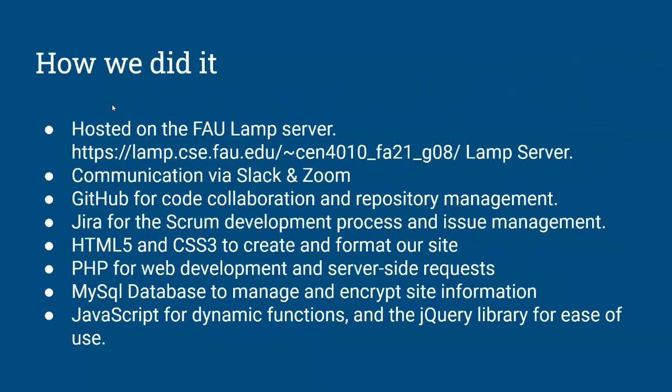So how we did it. So the app, as I mentioned earlier, our site is hosted on the FAU LAMP server. We communicated mainly using Slack and Zoom meetings. We also use GitHub for code collaboration and repository management. We had Jira for the Scrum development process and managing all of our issues.